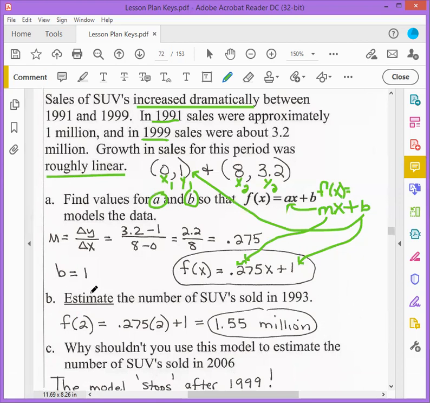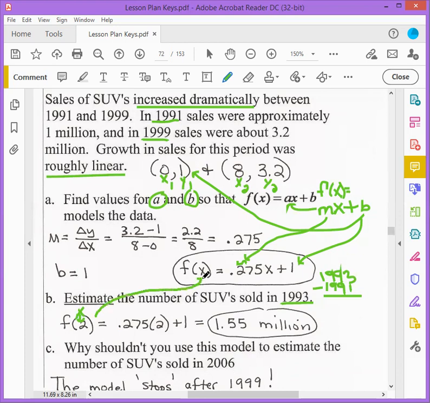We're asked to estimate the number of SUVs sold in 1993. So using this function from part A, we want to find an estimation of the number of SUVs sold in 1993. So first, let's figure out how many years after our starting point 1993 is. From 1991 to 1993, we just subtract 1993 minus 1991. How many years later? That's 2 years later. So for x, we're substituting 2 into our function from part A.